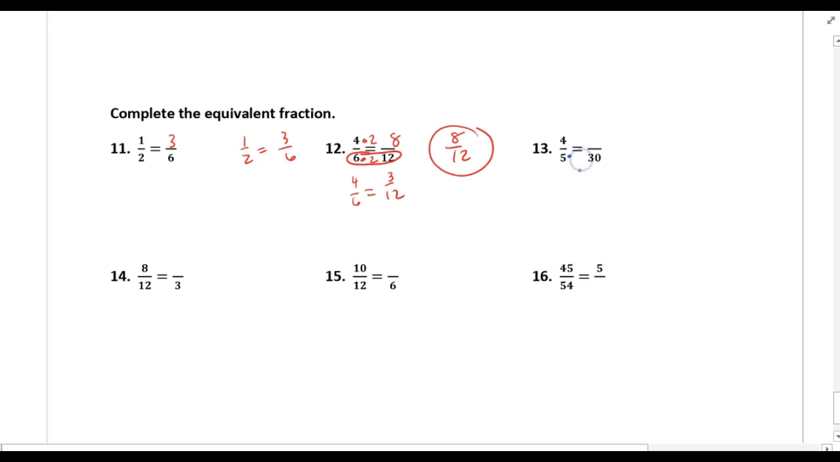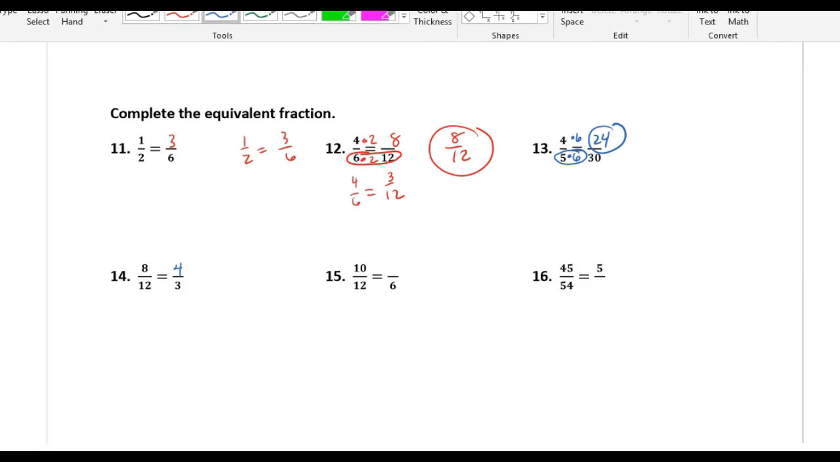So when I look at the next one, you put 6 up here, right? But you have to remember, when I do this, 5 times what would give me 30, right? 5 times 6 gives me 30. So if I multiply the denominator by 6, I have to multiply the numerator by 6, and that would end up being 24. Okay?